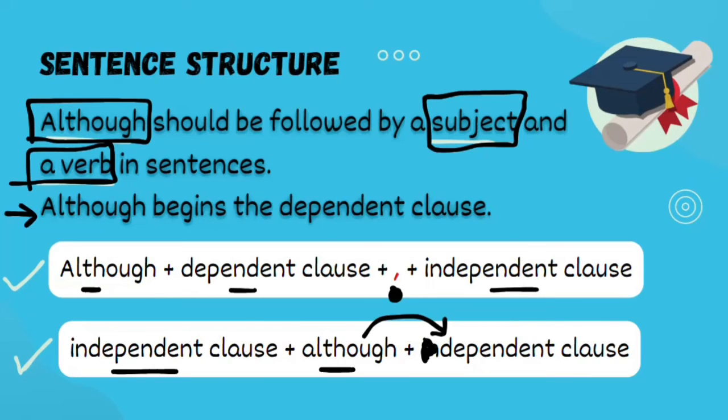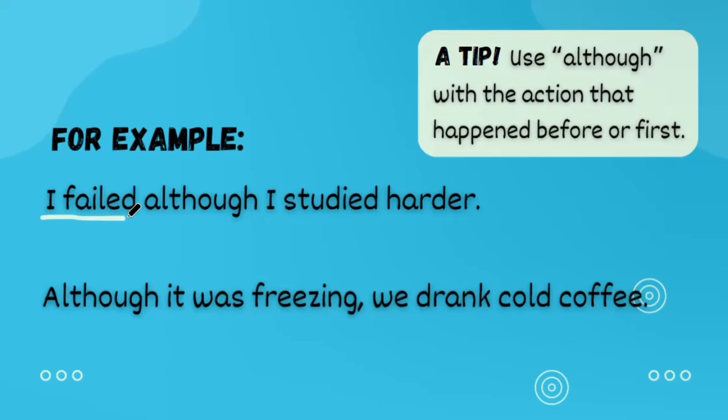To see it in examples, let's check this out. I failed, right? This is something that happened. I failed although I studied harder. So this is my independent clause. Then I have although in the middle and the dependent clause. I'm writing independent here, although, dependent clause.